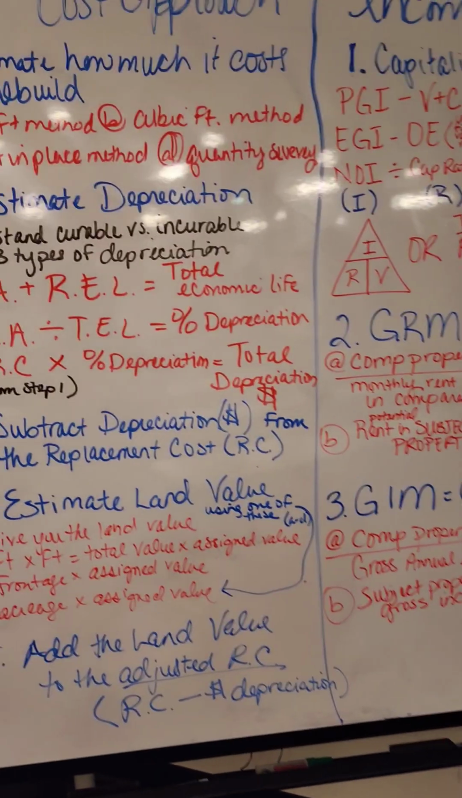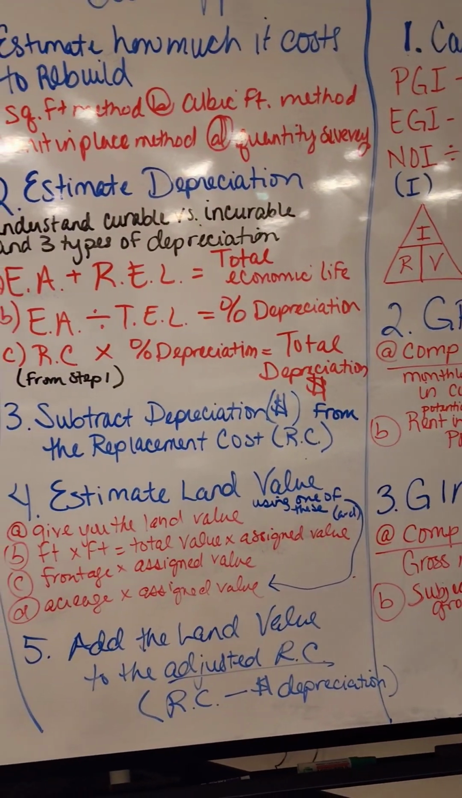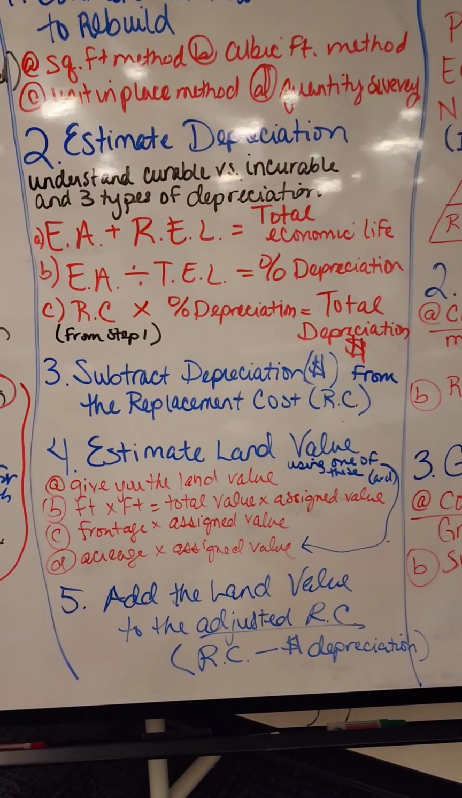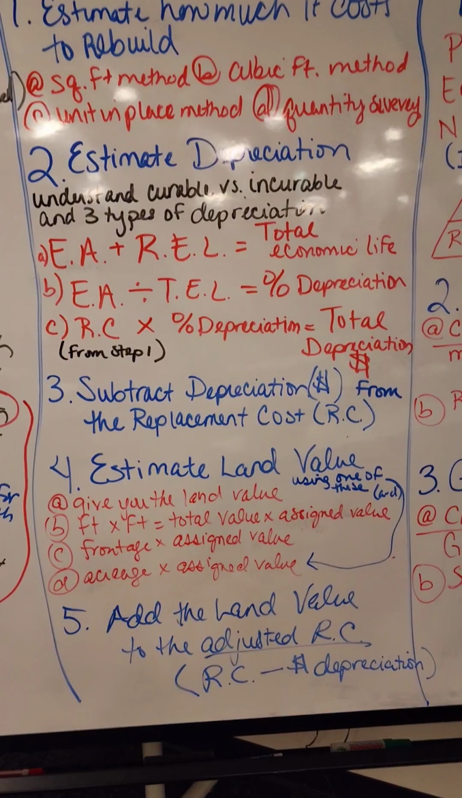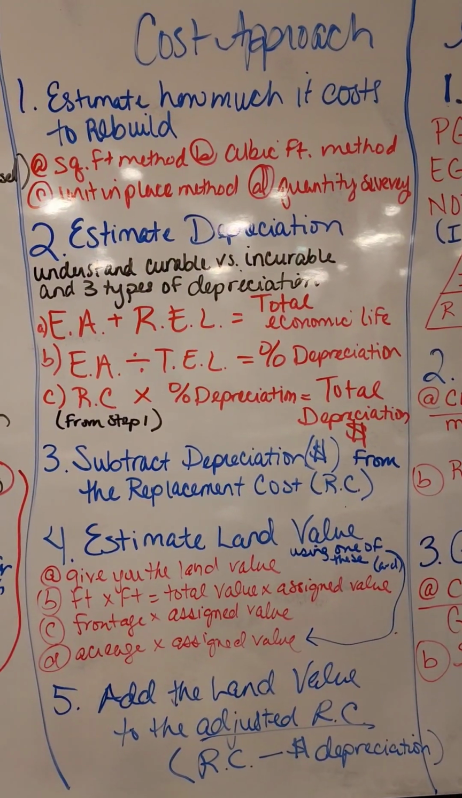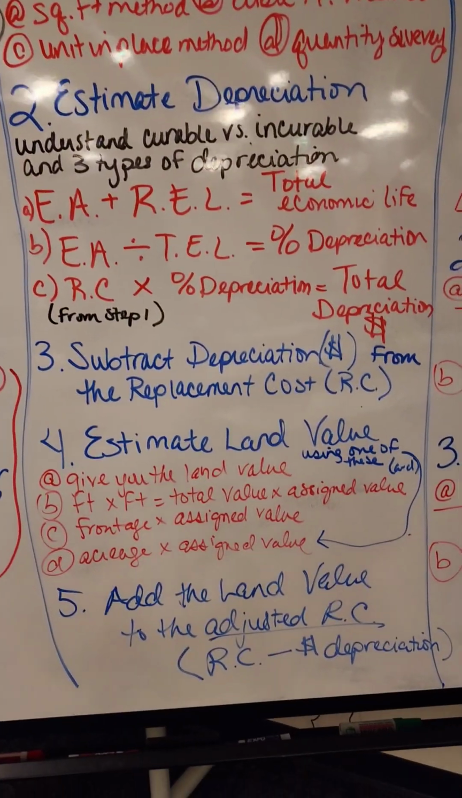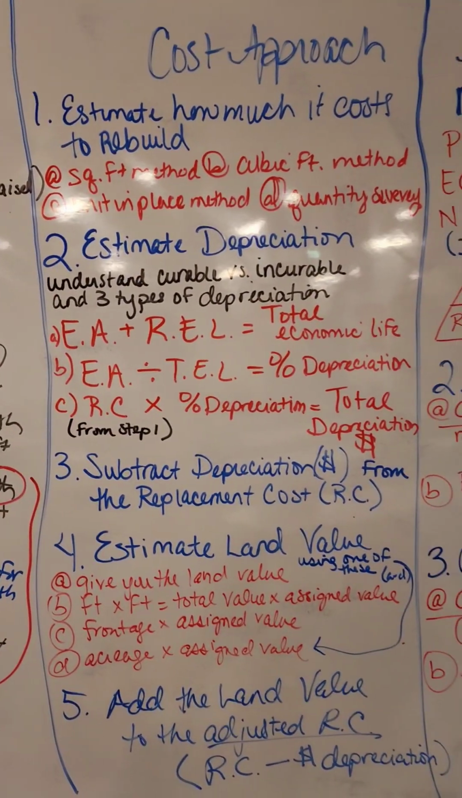of that nature. And the quantity survey method is the method where the builder is accounting for every item that goes into the home. It is the most detailed type of method to create the replacement cost, but often very tedious. So that is the first step.